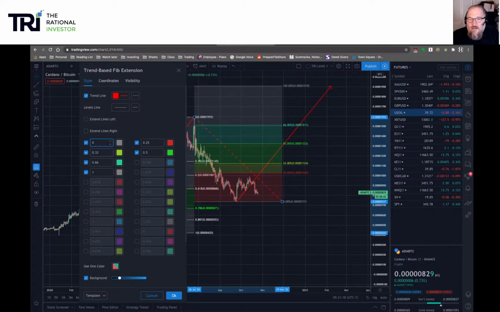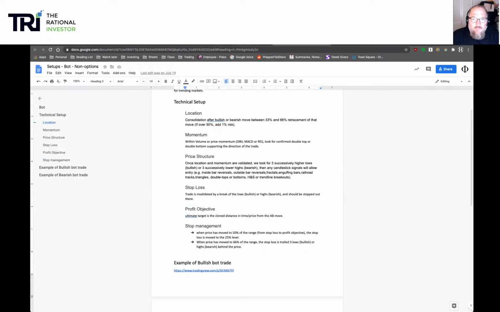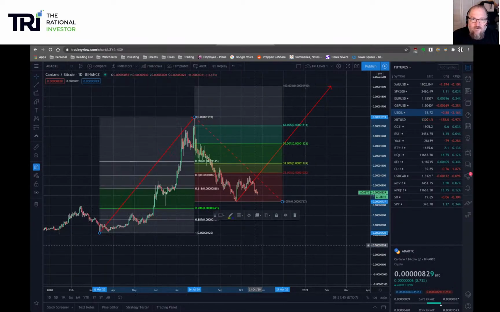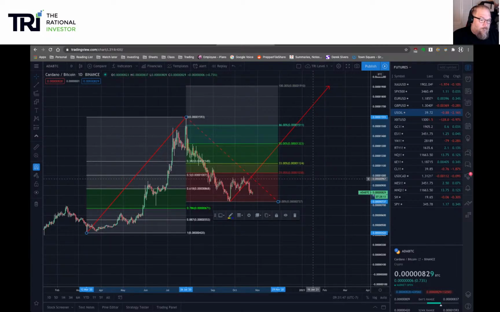I have a 25% level in here because that's part of the bot. I use this largely for my bot setup. 25%, 50%, and 66% are all part of that bot profit-taking mechanism. You can read up more on that in this document, which I linked into our chat. So there's a couple different ways you can do it there.